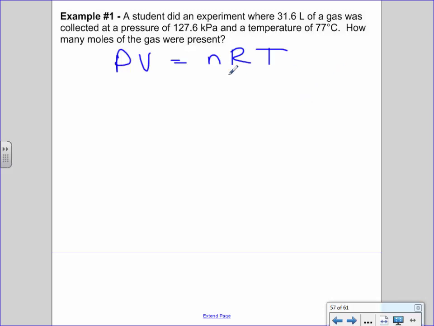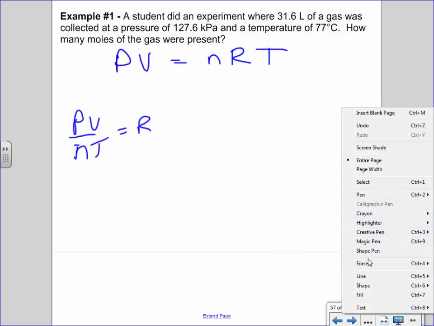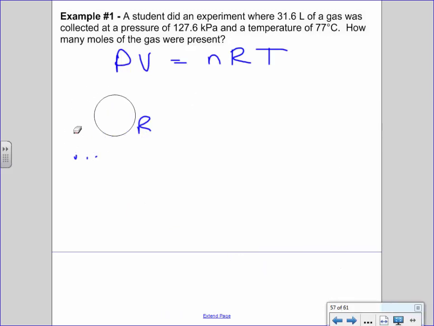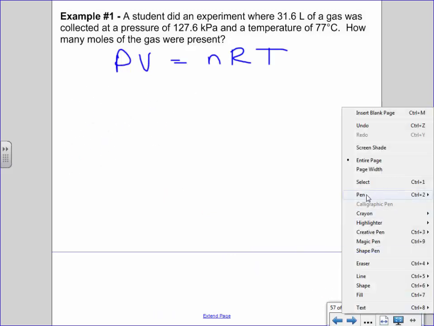Which really was written, don't write this down, but it used to be P over V equals N over T equals this constant. The constant is, we use R for a constant. I don't actually know why we pick R. But what we need to do though is rearrange this equation to try to isolate for moles.